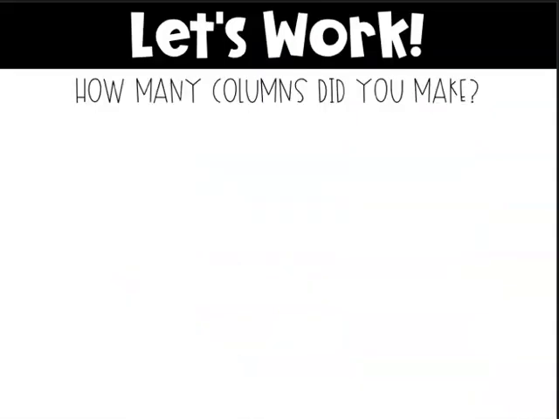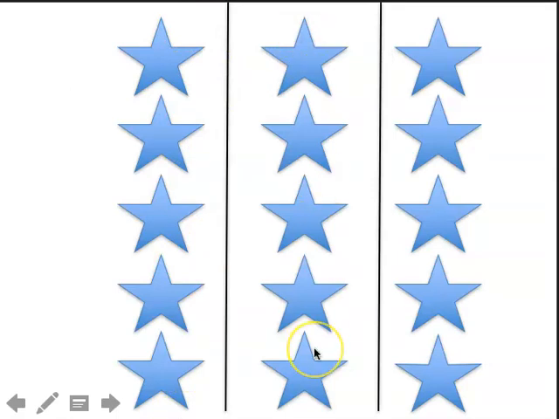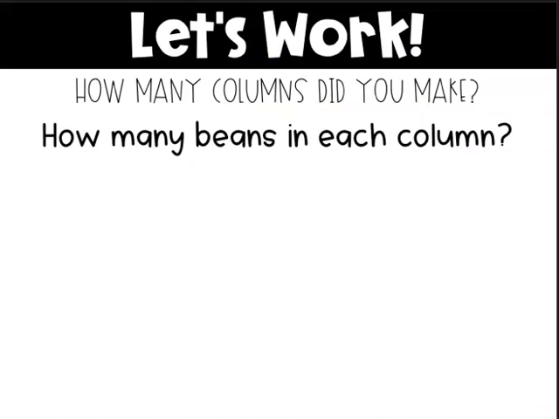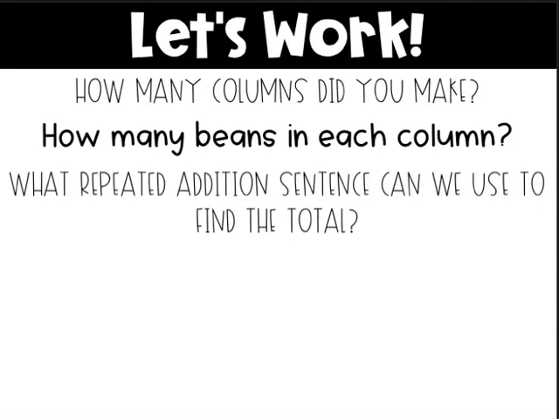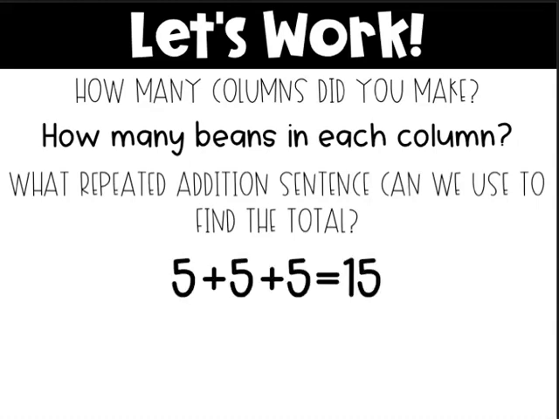How many columns did you make? Check your work. Let's go back to mine here. I had 3 columns with 5 in each. How many beans or how many objects did you have in each column? You should have 5. Double check and count those. Now that we know that we've done it correctly, let's make a repeated addition sentence to find the total. 5 plus 5 plus 5 equals 15.